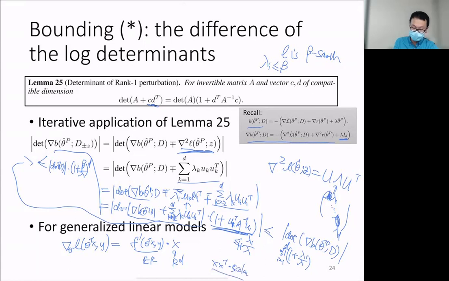Therefore, this matrix is only going to be rank 1, and we don't need to repeatedly apply this. To say it differently, for generalized linear models we can obtain a stronger bound of the above that doesn't have this power of D on top. Ultimately, we only get log 1 plus beta over lambda for GLM.